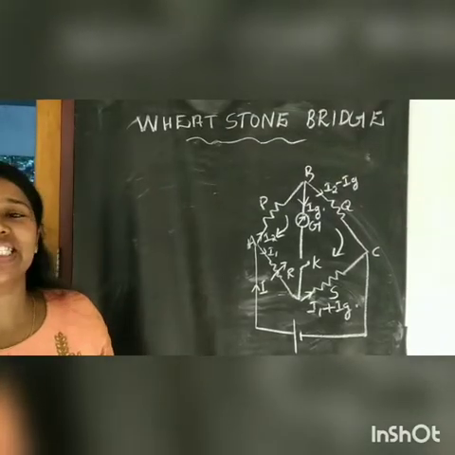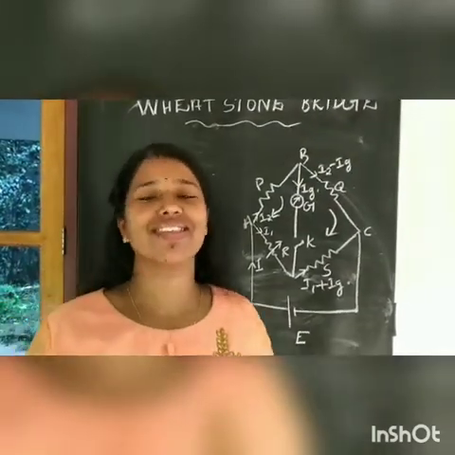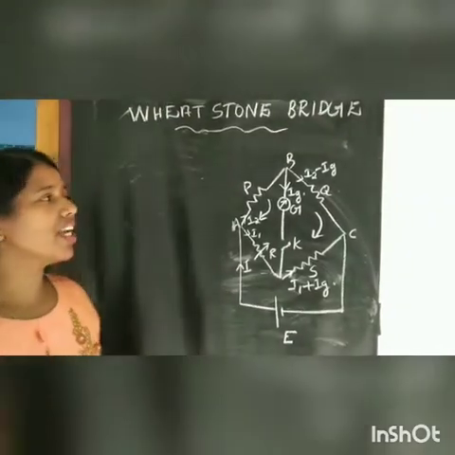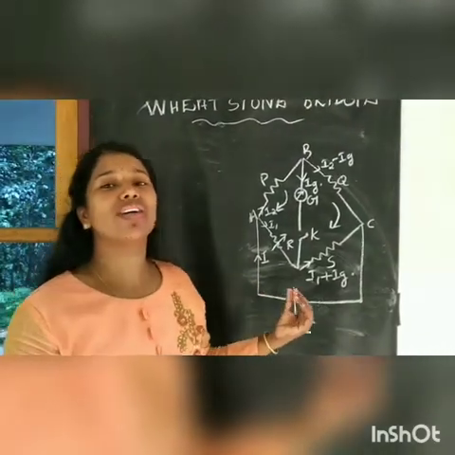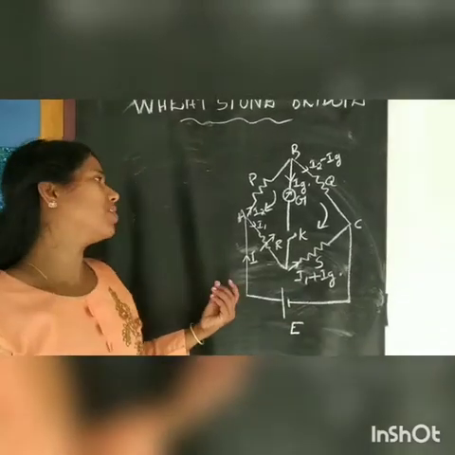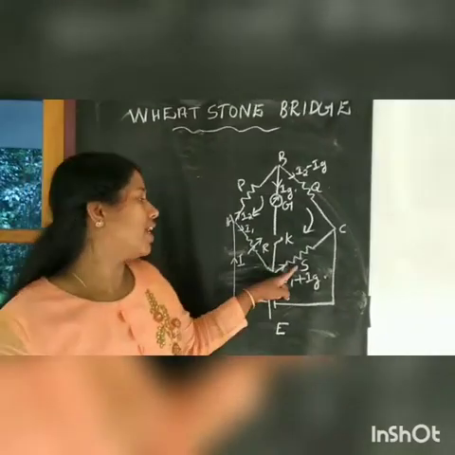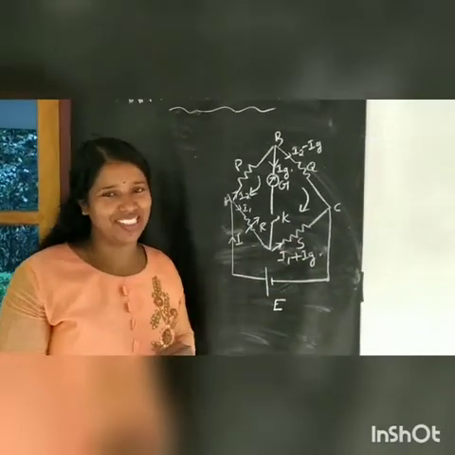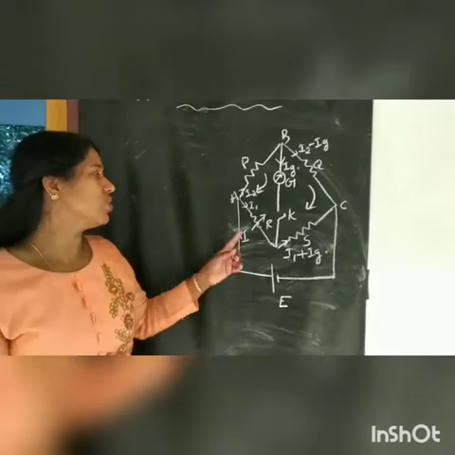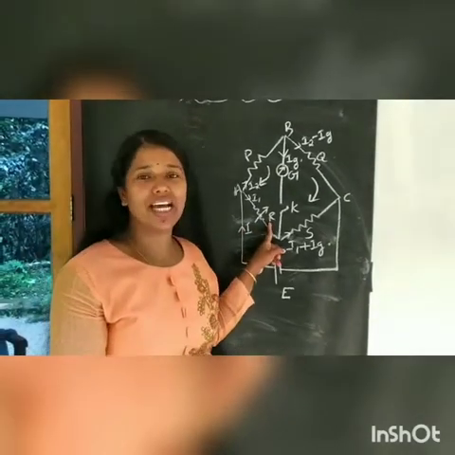The Wheatstone bridge is the arrangement of 4 resistors in the form of a bridge. We can calculate the unknown resistor. One is the unknown resistor, commonly taken as S. S is an unknown resistor. One is a variable resistor, that is R.